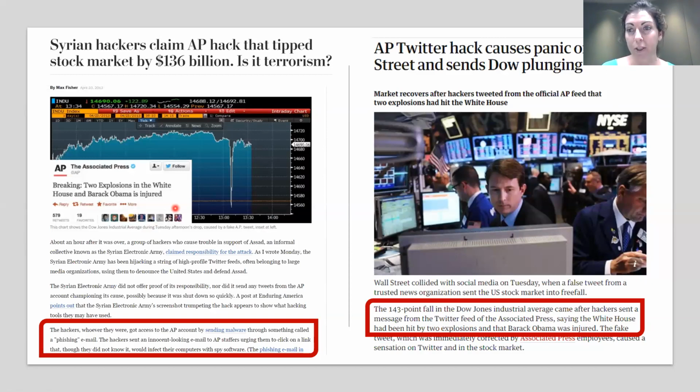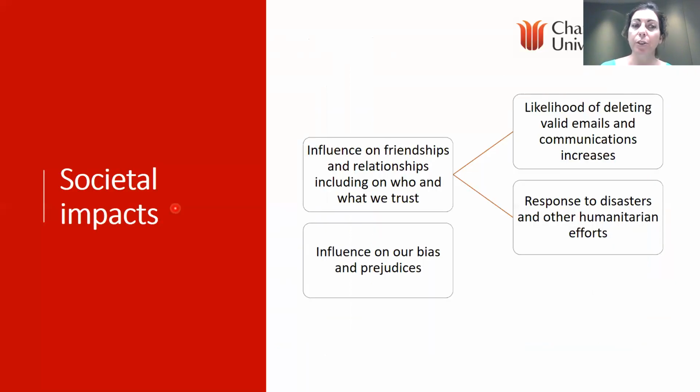after that was published. So that can just show you the much broader impact that this sort of thing can actually have on a company. So we'll just touch on briefly the societal impacts as well. I mentioned and touched on before how it influences our biases and our prejudices.